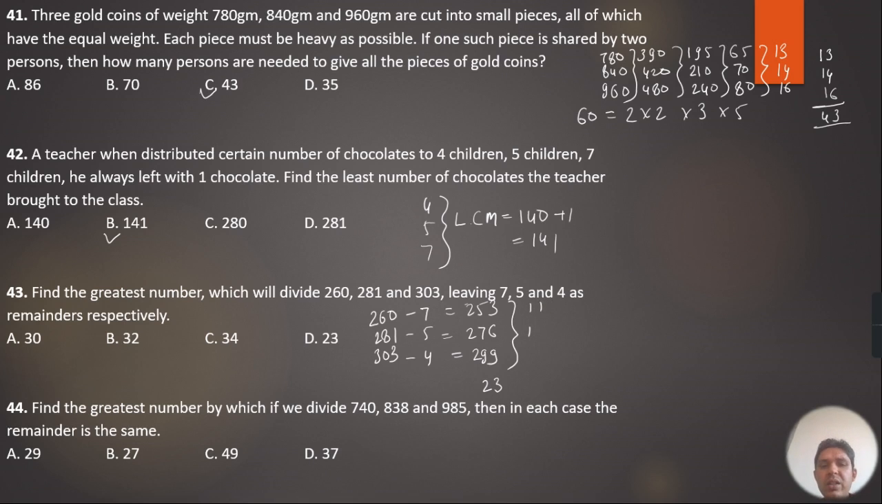23 1 ja 23, remaining is 3. Remaining is 4, and 23 2 ja, right? 23 1 ja 23, remaining is 6, and 23 3 ja. So students, HCF is 23, hence answer of this question will be 23, right?